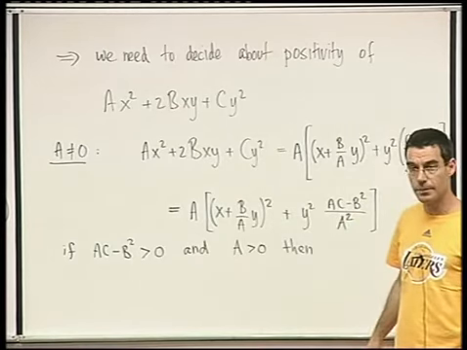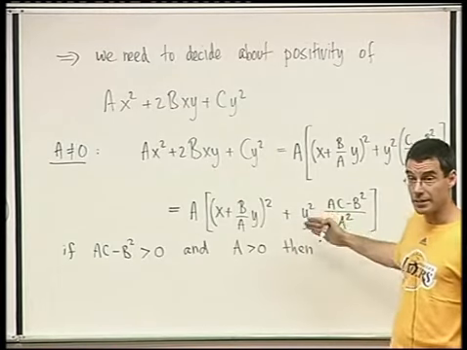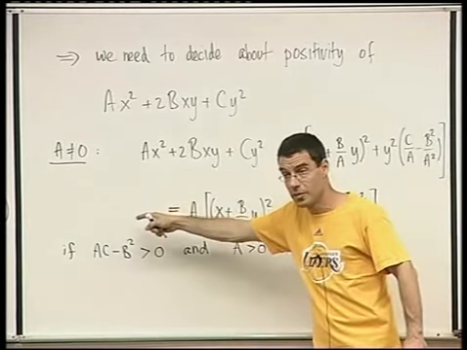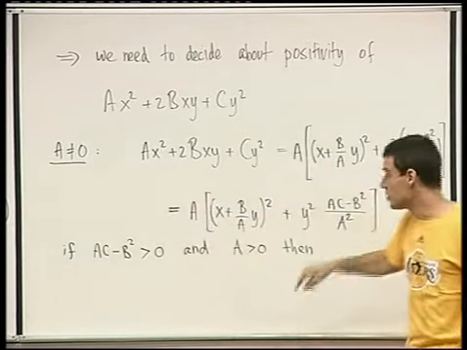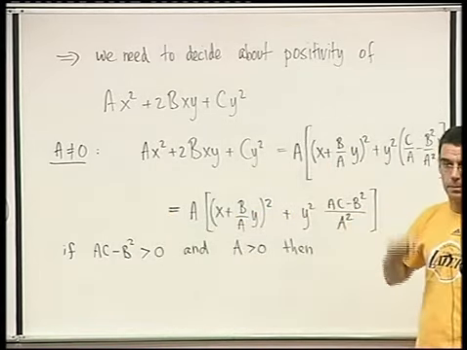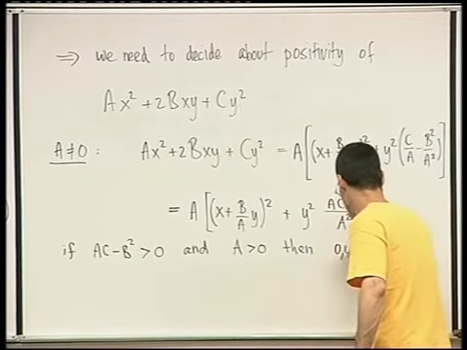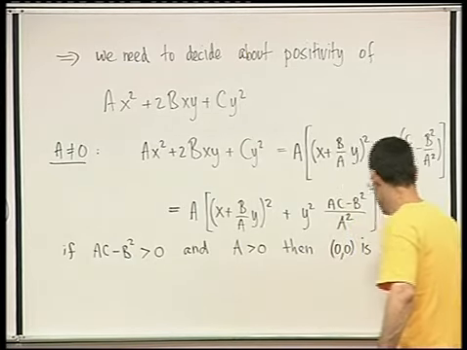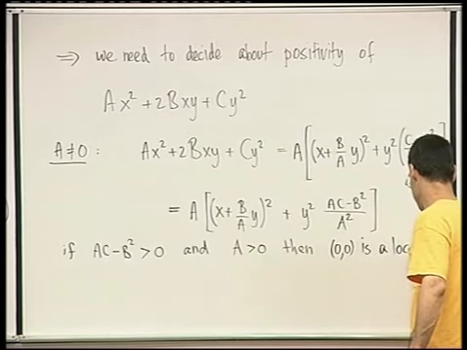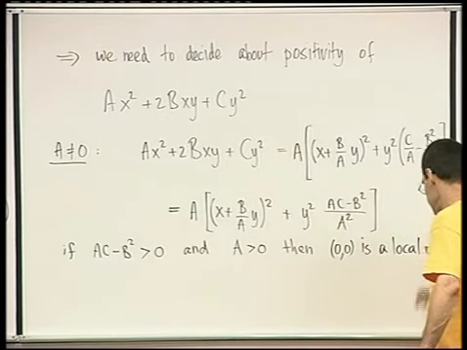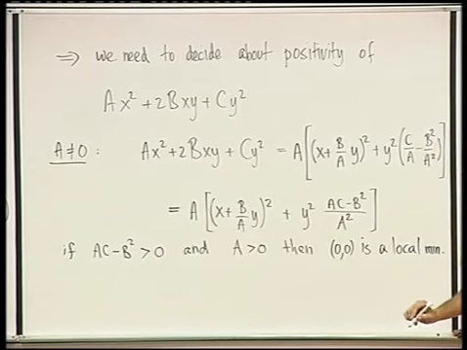Do you agree? And this means that the left-hand side is non-negative, and we already agreed that that means that 0, 0 is a local minimum. Do you agree? Then 0, 0 is a local minimum. Did everybody follow that? Good?